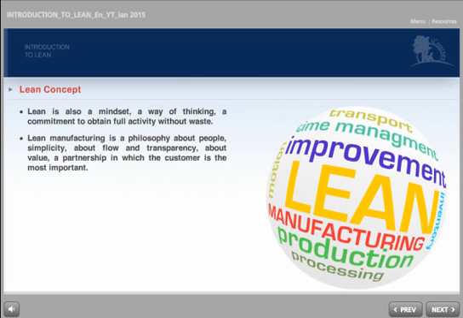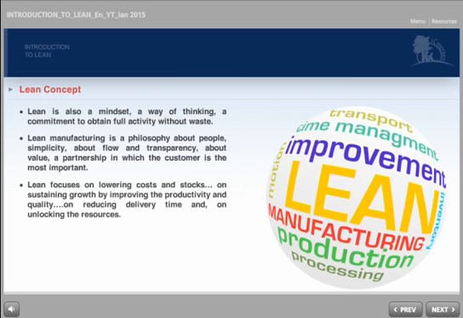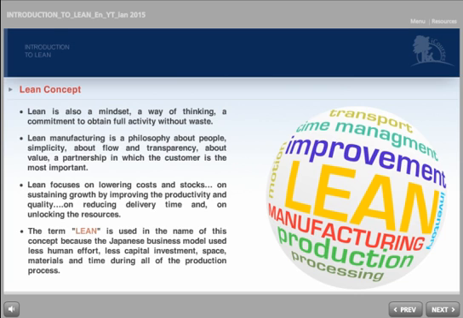Lean manufacturing is a philosophy about people, simplicity, about flow and transparency, about value, a partnership in which the customer is the most important. Lean focuses on lowering costs and stocks, on sustaining growth by improving the productivity and quality, on reducing delivery time, and on unlocking the resources. The term lean is used in the name of this concept because the Japanese business model used less human effort, less capital investment, space, materials, and time during all of the production process.